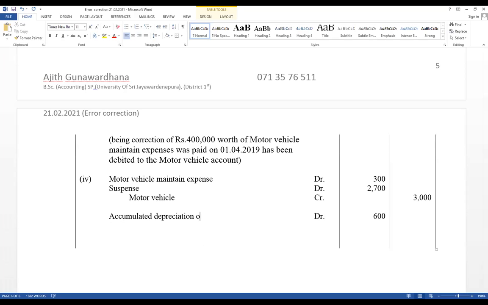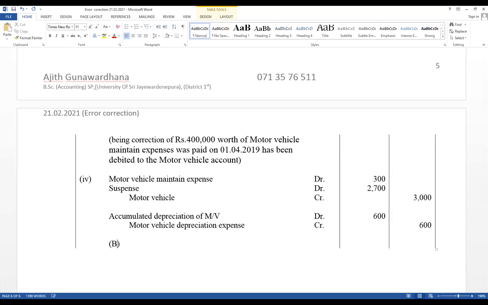Accumulated depreciation of motor vehicle account debit 600, and motor vehicle depreciation expense account credit, value equal 600. Think about the motor vehicle maintenance expense that has been recorded as a motor vehicle. The amount is also not correct. Therefore, it affects the suspense account also.